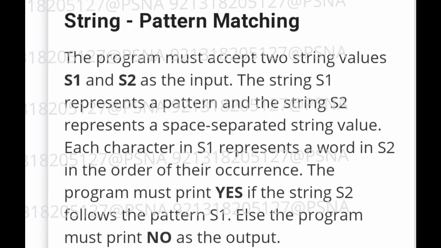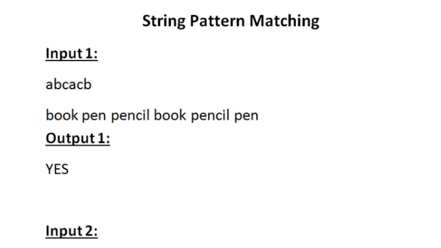This is our question asked in today's SkillTrack Daily Challenge. So let us see our sample test cases. We are given two lines of input. The first line contains the string S1 and the second line contains the string S2, which is a space separated string. Here every character of the string S1 represents a particular word in the string S2.